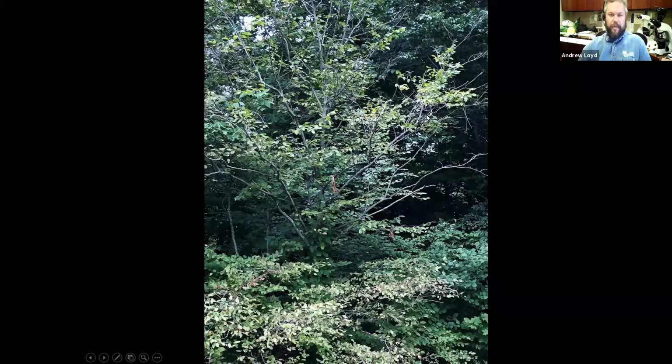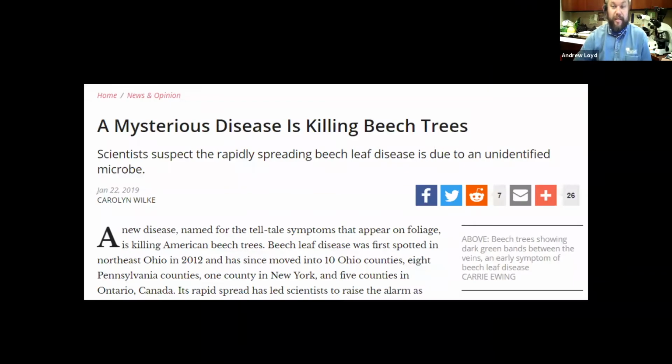So we've observed trees dying in the forest as early as 6 years since initial symptom onset. And the smaller the tree is, the faster it dies. So this is something that is going to become more and more concerning, especially in the areas that have been hit hard. And we'll talk about the distribution here in a second. So this disease got a lot of press. There were a lot of common press articles that came out, like this one from January 2019, talking about this mysterious disease killing beech trees, rapidly spreading and rapidly killing smaller trees, as I mentioned.